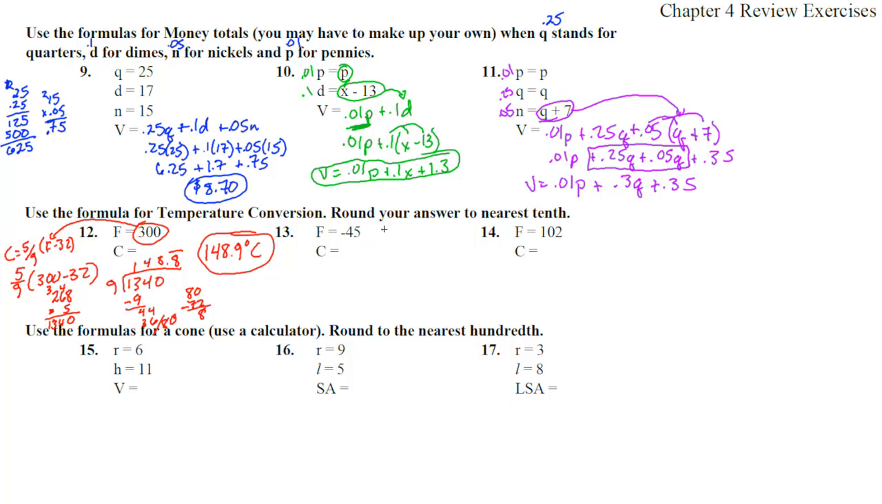Negative 45. So we get C is going to equal 5/9, negative 44, negative 45 minus 32. So these are both negatives, so they add in the negative direction. That's 5/9, negative 77. So again, we're going to take negative 77 times 5 and divide by 9. So 77 times 5, that's 35, carry the 3, and that's 38, 385. And now we're going to divide by 9.